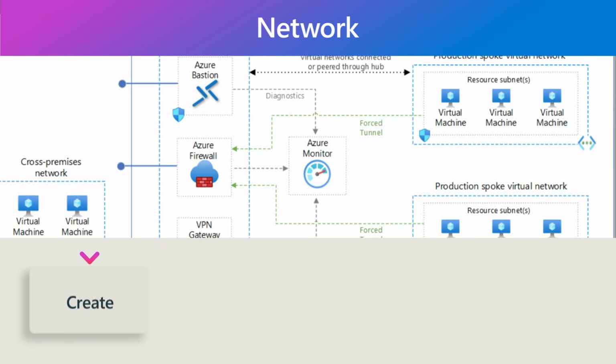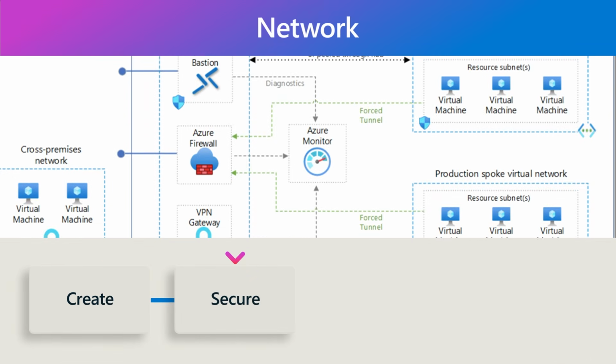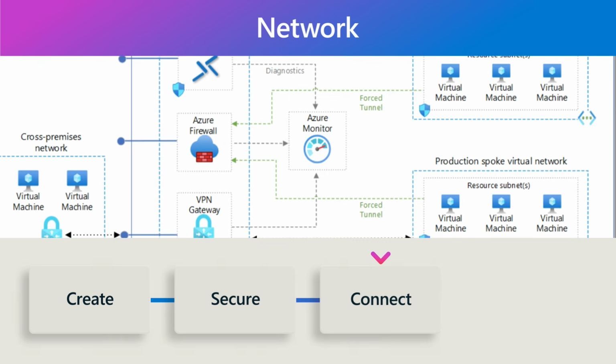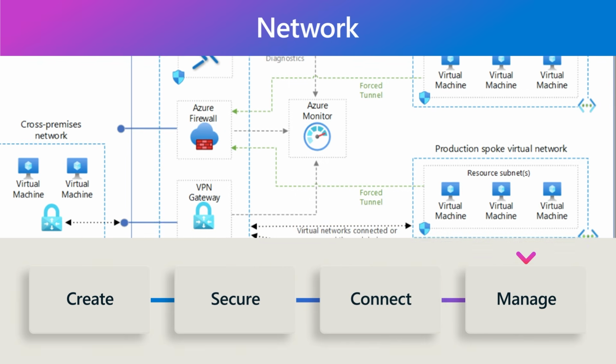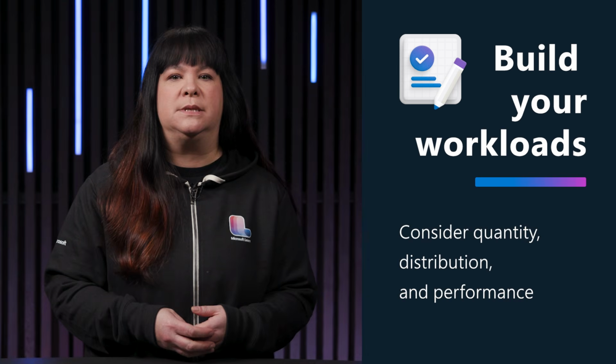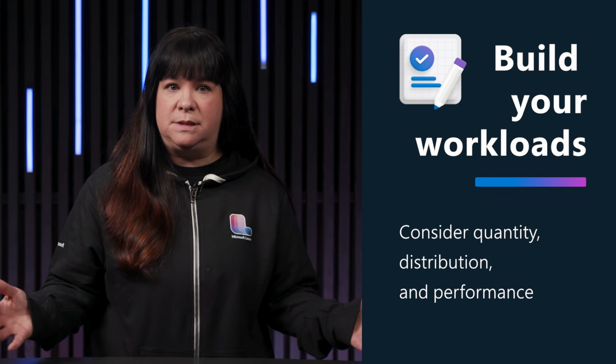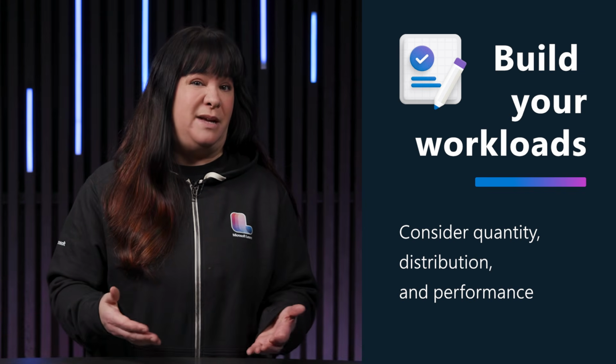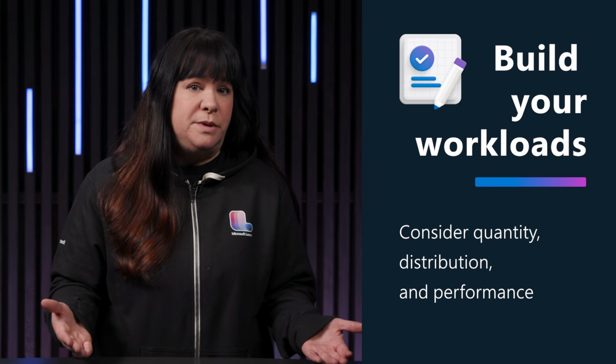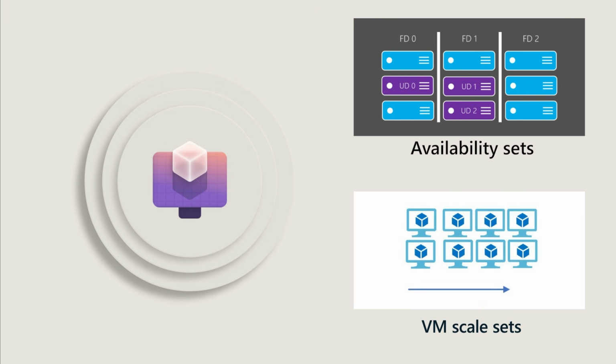We'll dive into creating networks, securing networks, and how to connect networks using peering. Managing your private and public IPs, now you're ready to build your workloads. But how many do you need? And do you need these workloads across multiple regions? Because you have an app that needs to be available across these regions? That's where we get into availability sets and virtual machine scale sets.